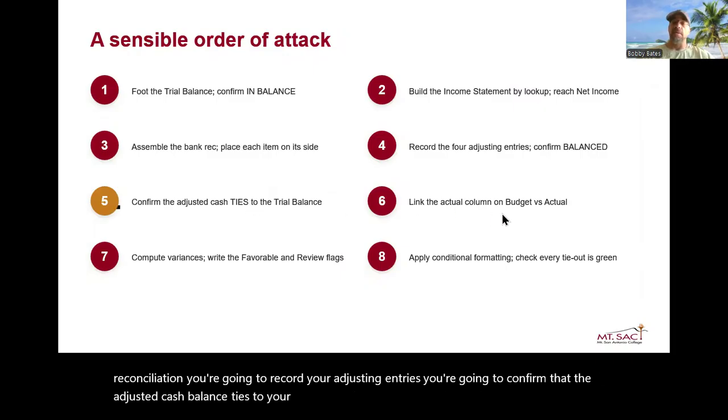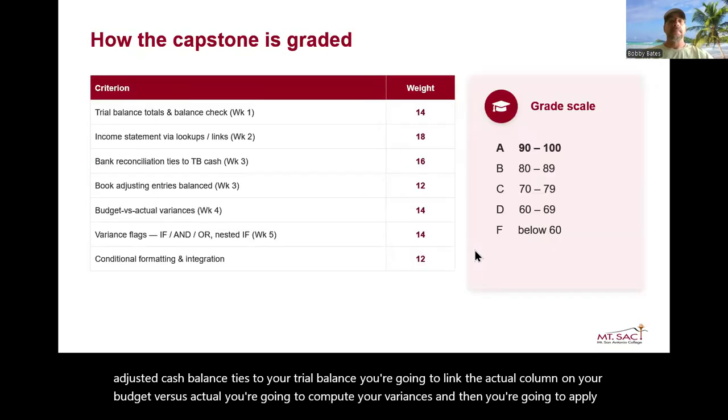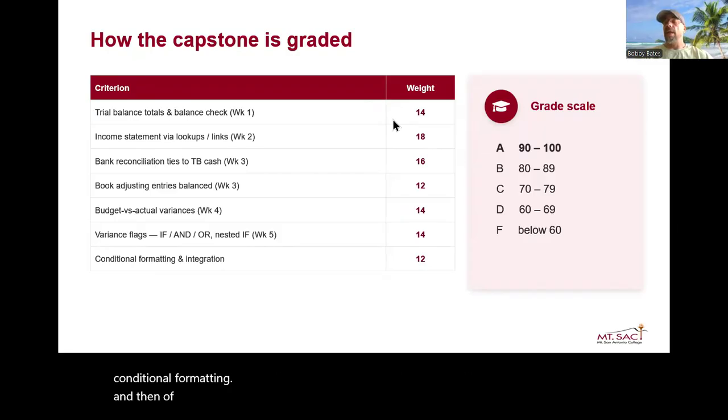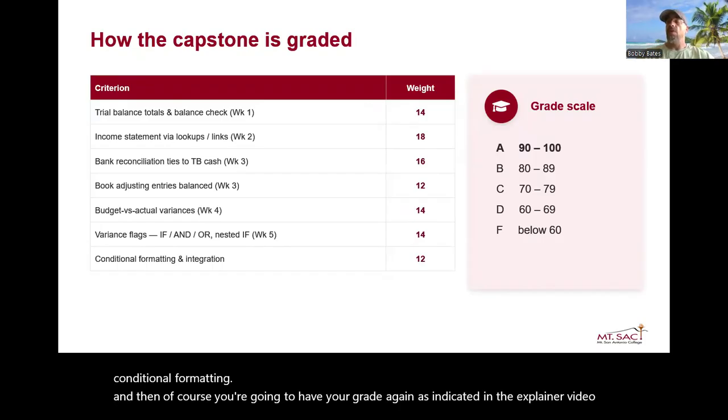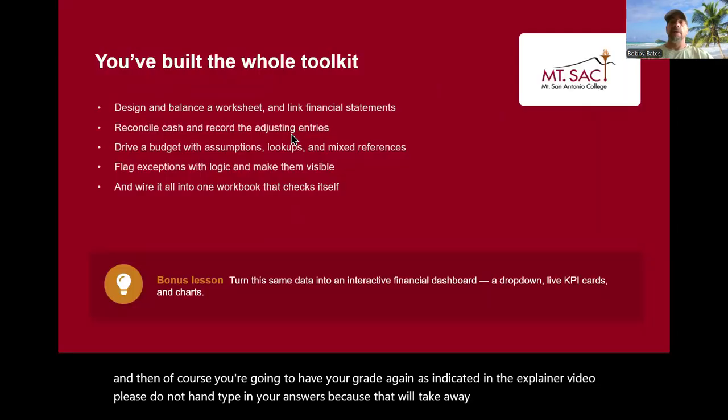You're going to link the actual column on your budget versus actual. You're going to compute your variances, and then you're going to apply conditional formatting. And then, of course, you're going to have your grade. Again, as indicated in the explainer video, please do not hand type in your answers because that will take away from your grade.